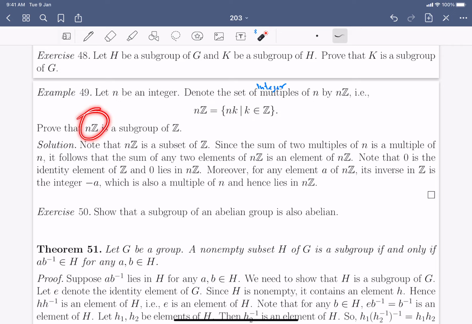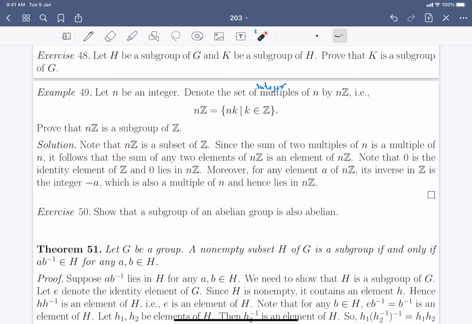You have to show that nZ is a subgroup of Z. Again, the first thing is a good thing to check for ourselves, because we might be just too ambitious and we may end up having an incorrect statement. So just first observe that nZ is indeed a subset of Z, because the product of any two integers is an integer, so it follows that nZ is a subset of Z.